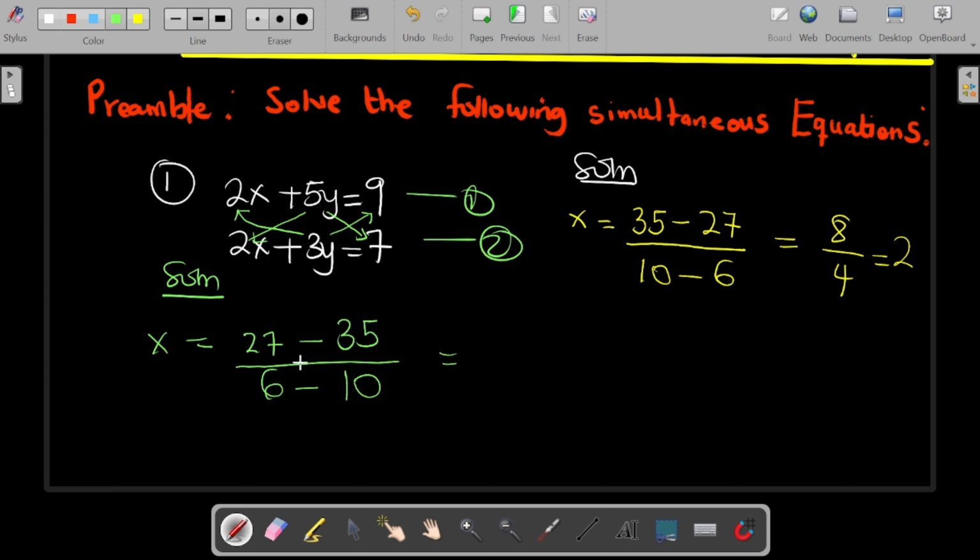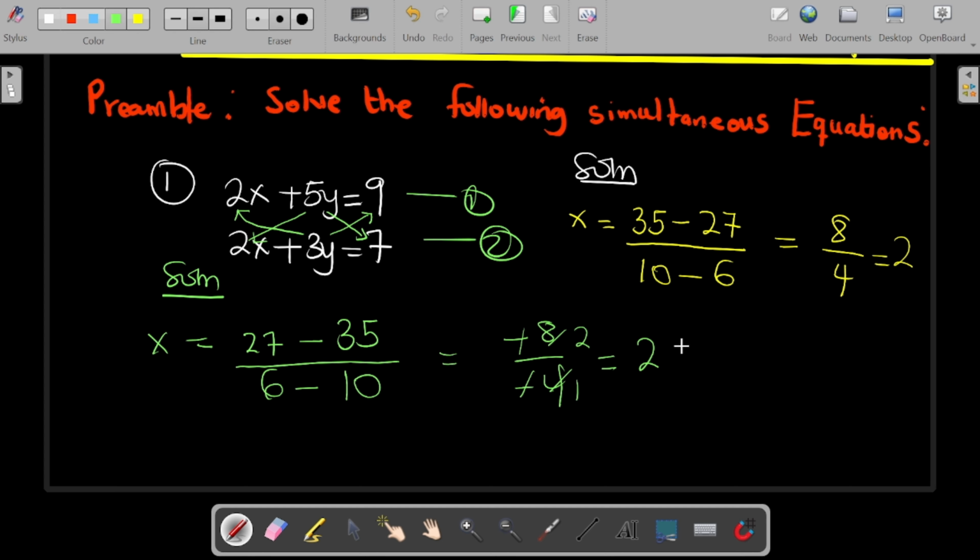In this case we can have 27 minus 35 giving us negative 8, and then 6 minus 10 to give us negative 4. And we know that our negatives will cancel, and then 4 will go into itself 1 and go into 8 2. It becomes 2. So it means that both methods have given us the same value of x, which is 2.